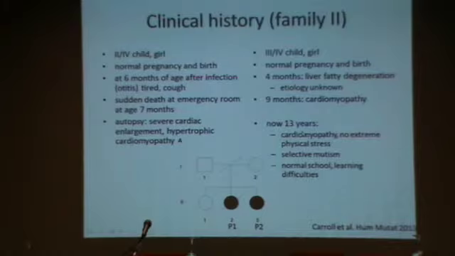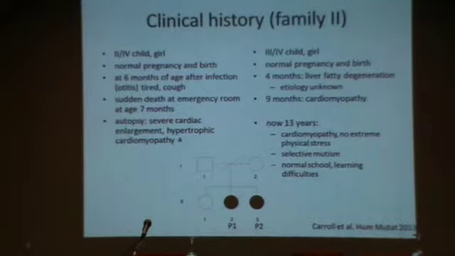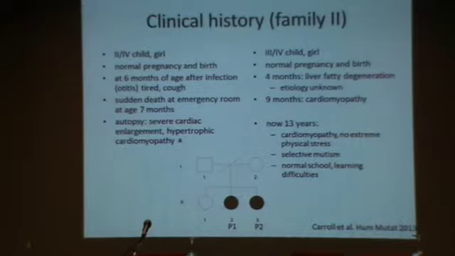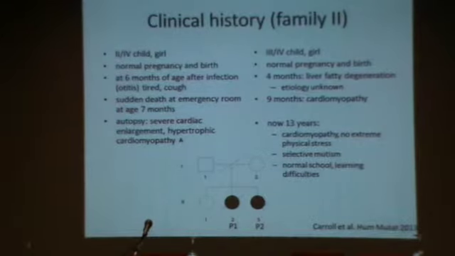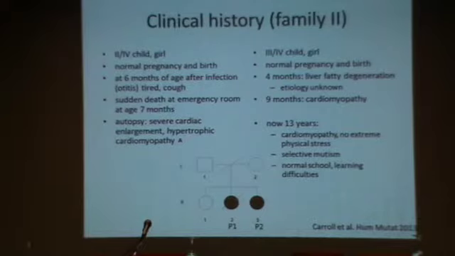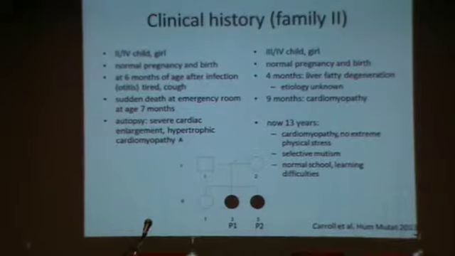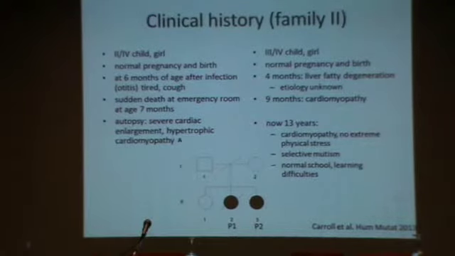However, this girl was very strictly followed in the clinic, and infections were very carefully taken care of, and she was very easily taken into the hospital, and she is actually now 13 years old. What is interesting is that the cardiomyopathy has stabilized. Around the age of 7, at school age, she was in very bad condition first, but the cardiomyopathy seems to stabilize. And she goes to school, she's in a normal class, has some learning difficulties, but is anyway going to school.